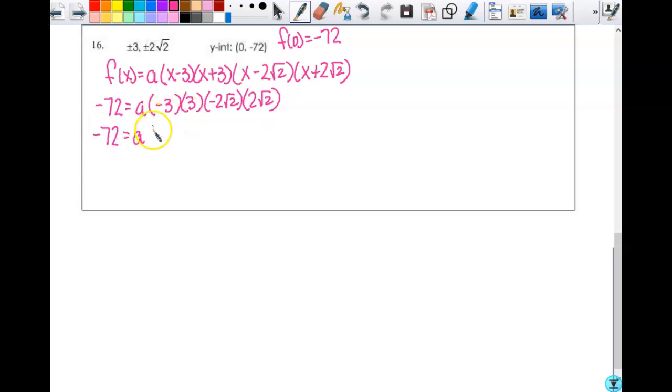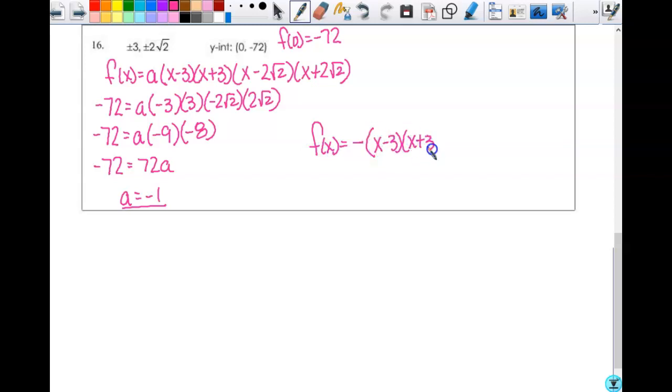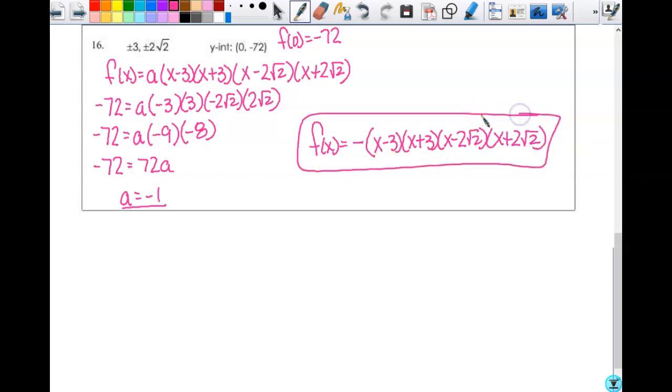Well, this is going to give me negative 9. 2 square root of 2 times 2 square root of 2 is 8, so it's a negative 8. So we get negative 72 equals 72a. So a is equal to negative 1. So f of x equals negative 1 times x minus 3 times x plus 3 times x minus 2 square roots of 2 times x plus 2 square root of 2. And there you go.